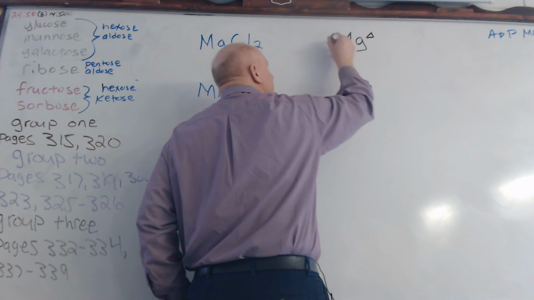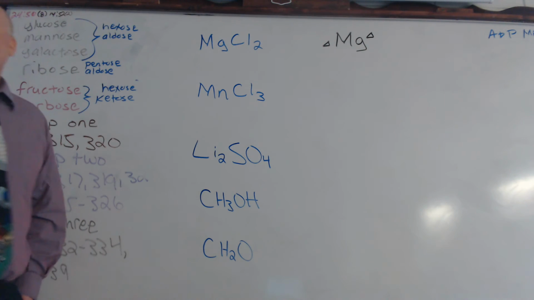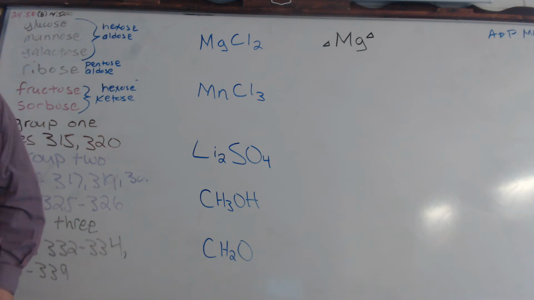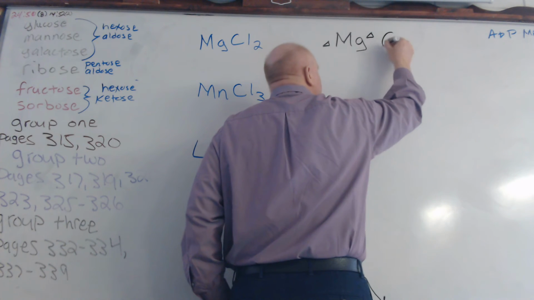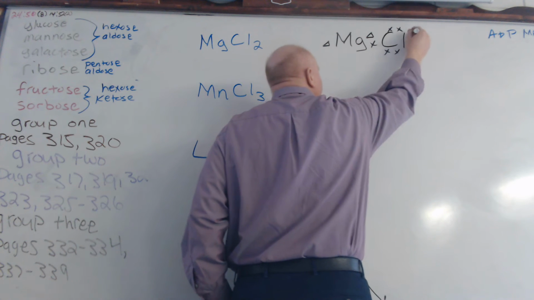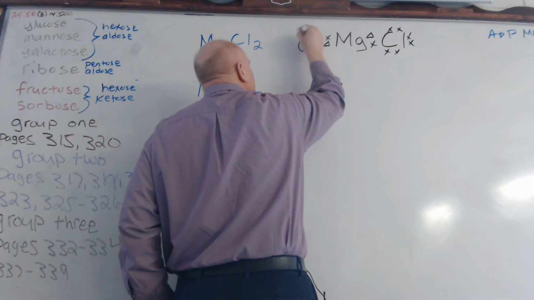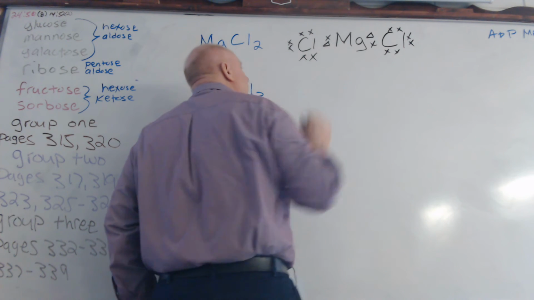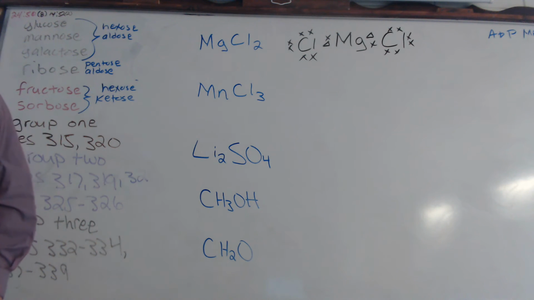So, with that being said, what column is chlorine in? 7. So how many valence electrons is that? Okay, so what we do is we create a chemical bond now. Same thing over here. So if we had to name this, what would we call it? Magnesium chloride.